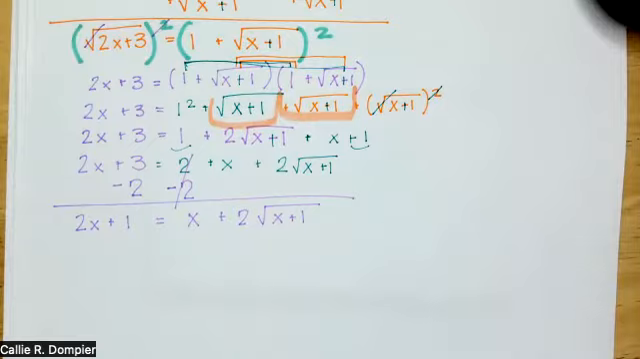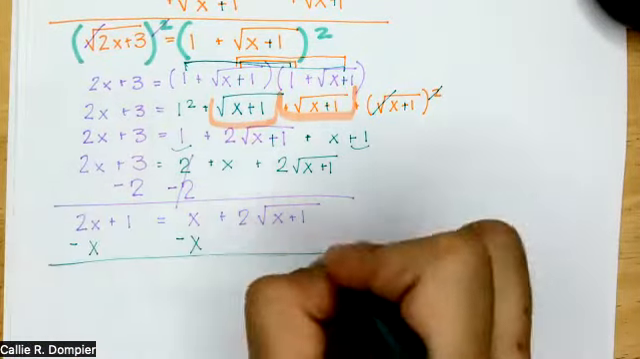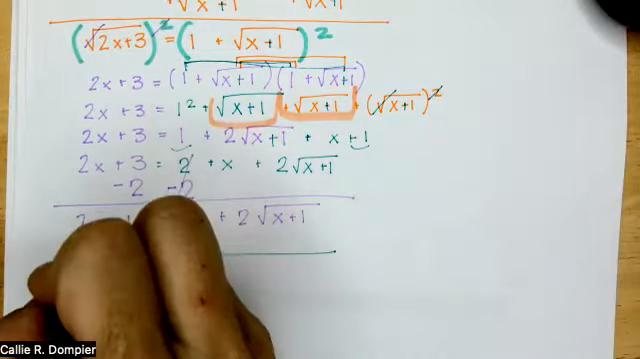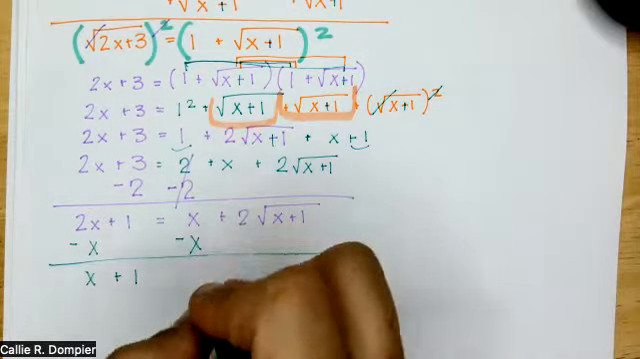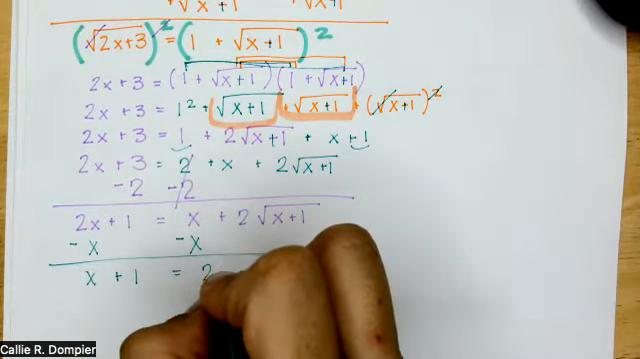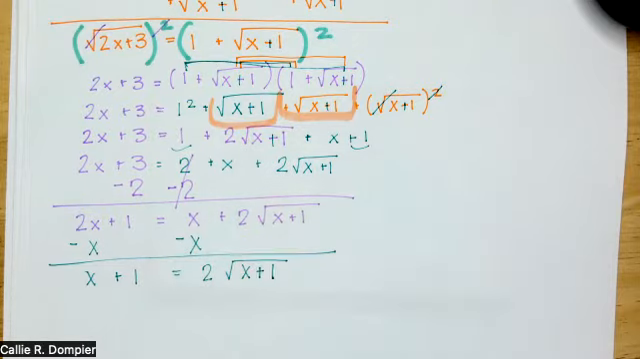Now let's move the x. Put it right under that 2x because those are like terms. 2x minus x is x plus 1. Good. Equals 2 times the square root of x plus 1. I just really want it to be a minus for some reason.